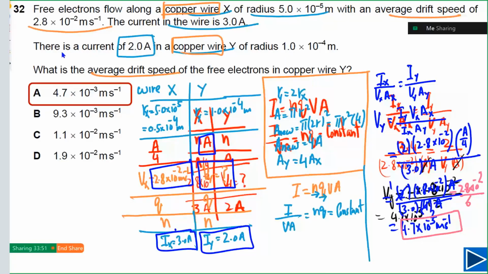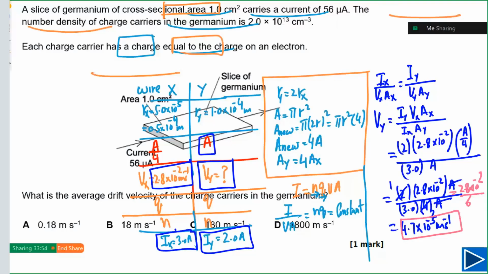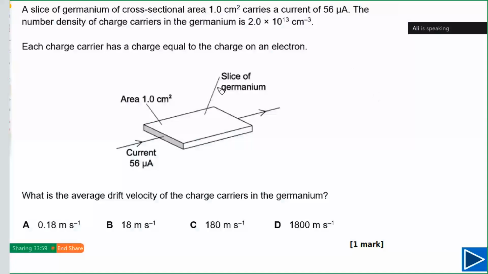Let's move on to the next one because I want to explain 2 more questions before our class is over. So I will just go to the next one now. Look at this question and try to answer. After 1 minute, I will explain. So first of all, please try by yourself.